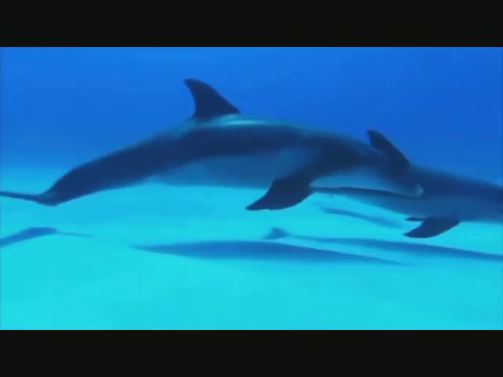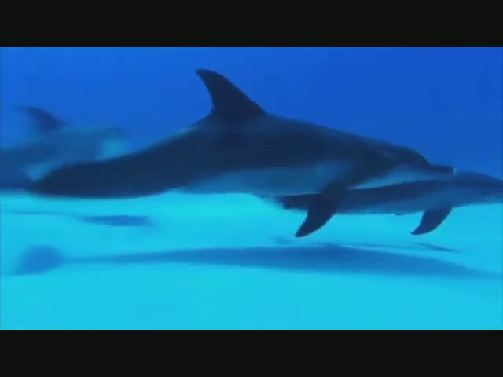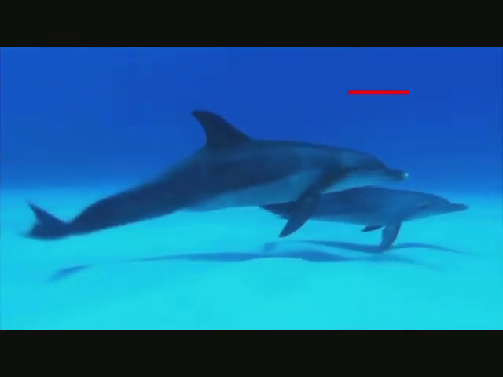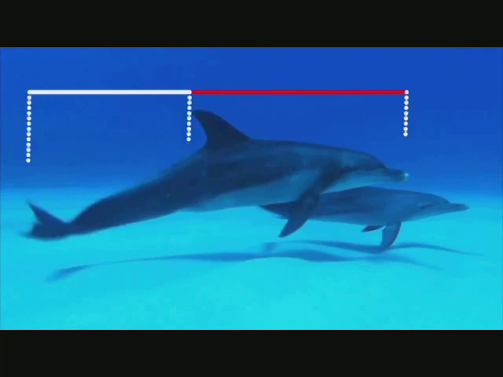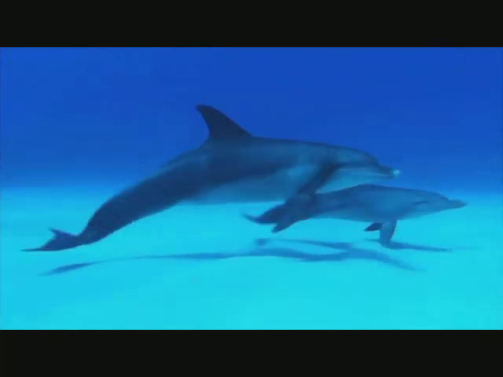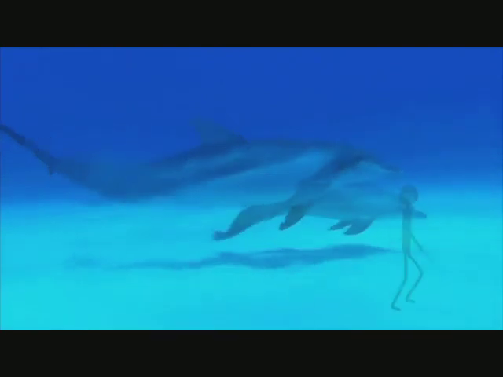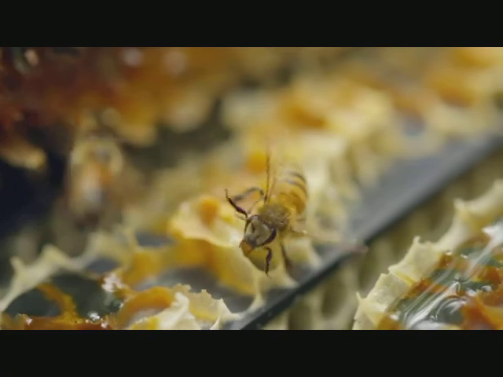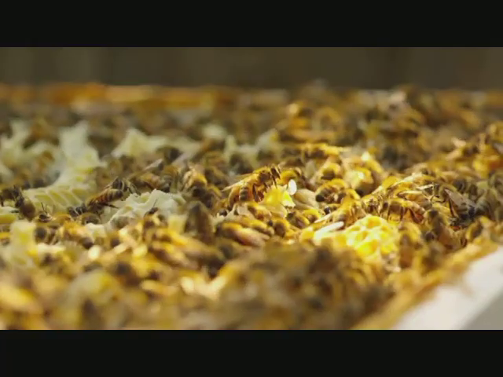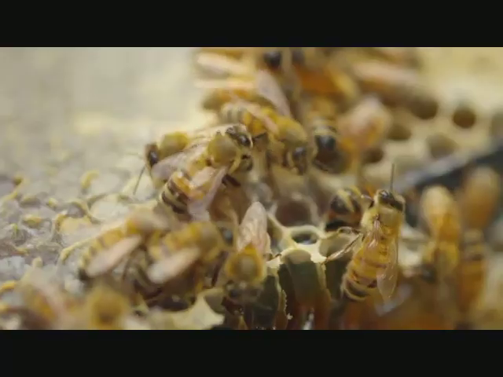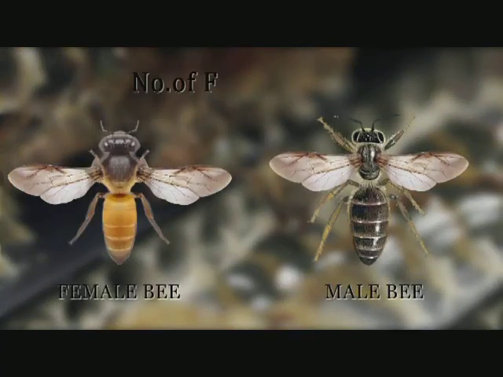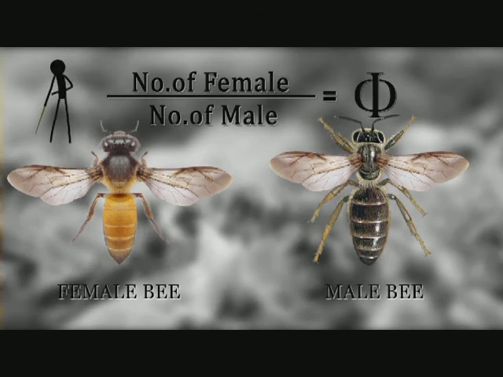First off, let's look at the dolphin. If we stop one of the dolphins for a minute and measure the distance from the head to the navel and the navel to the tail, we will get two consecutive Fibonacci numbers, which means the ratio of the two is Mr. Phi. Honeybees follow Fibonacci in even more interesting ways. In a colony of bees, there are always more females than males. The ratio of females to males is usually very close to phi.